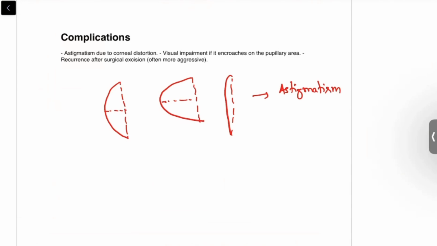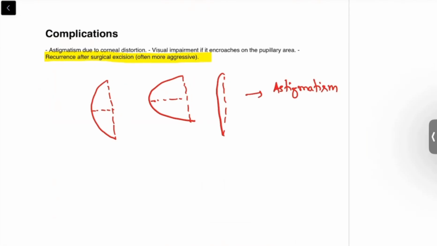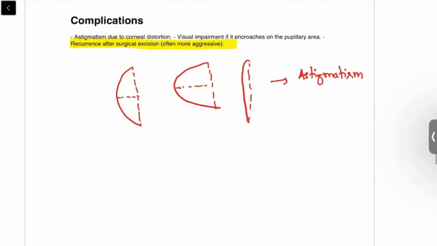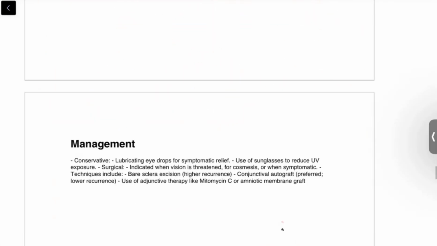And even after surgery, recurrence is the most common complication, and if it recurs, it will be more aggressive. The growth will be faster like this. Okay, so these are the complications of pterygium.